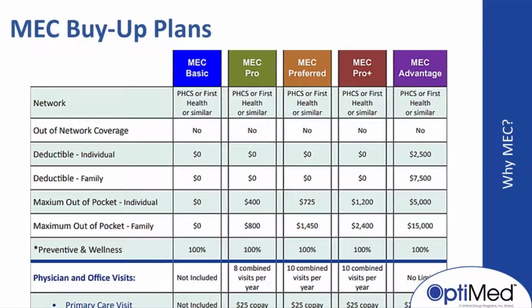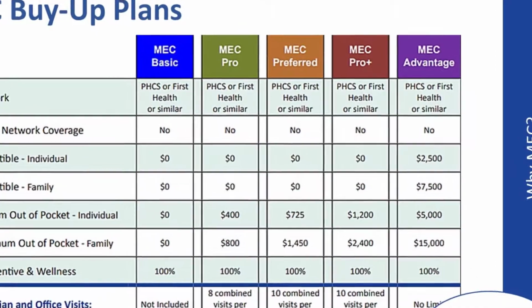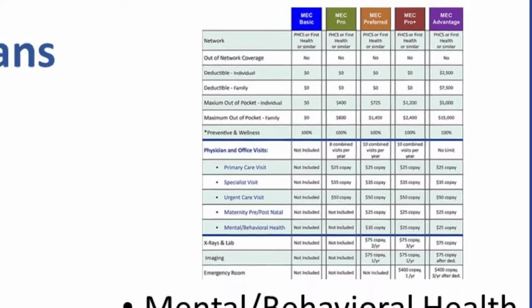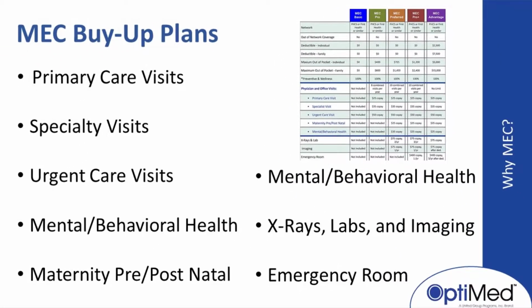Now, we do have buy-up plans, meaning we can add extra benefits to the MEC program to get it better, right? So, for example, we can put in primary care visits, office visits, specialty visits, urgent care visits, mental behavioral health visits, x-ray, lab, imaging, and then finally emergency room visits. As you can see, this is like a schedule of benefits for that, where there's really no deductibles on most of the plans except for the one with the emergency room. But essentially, yeah, there's co-pays for primary care visits and specialist visits.